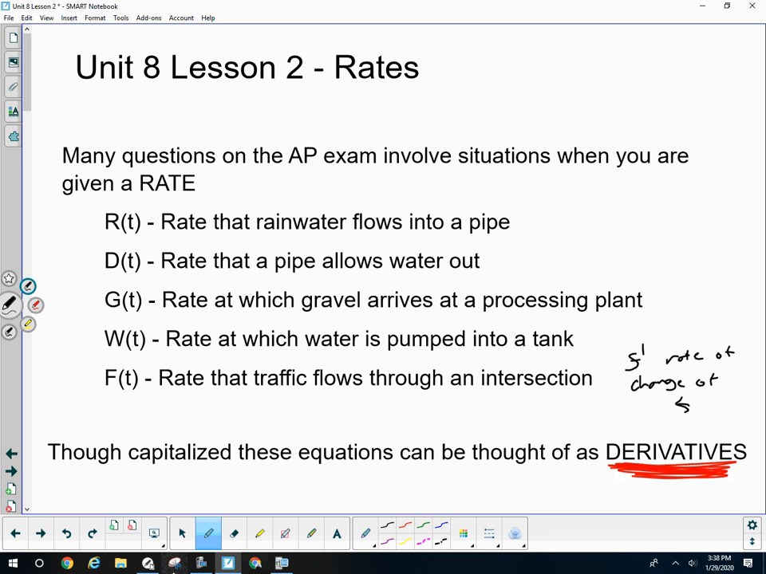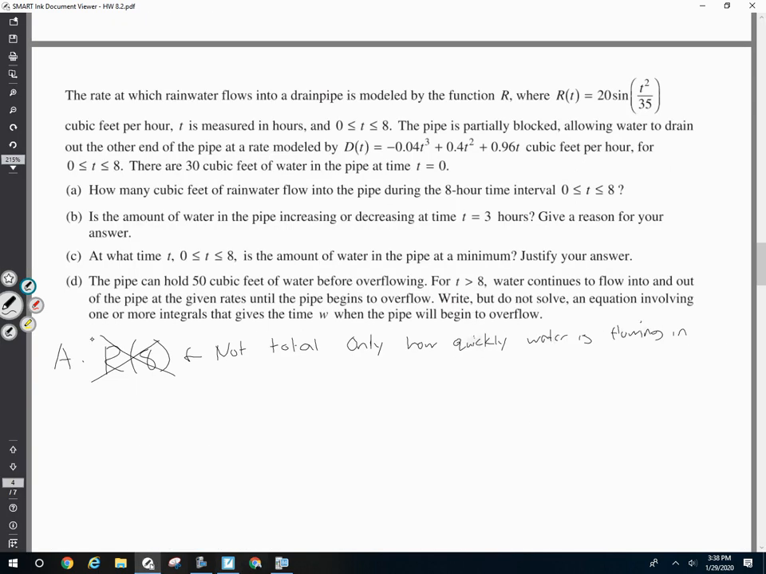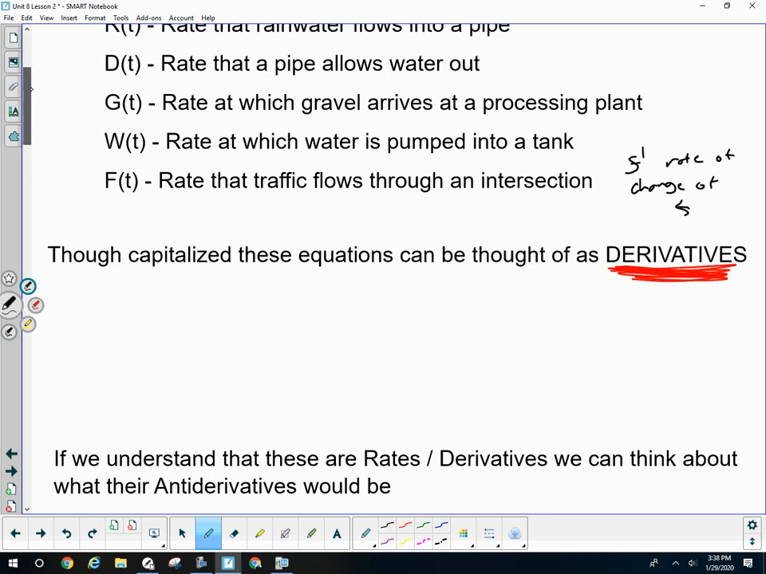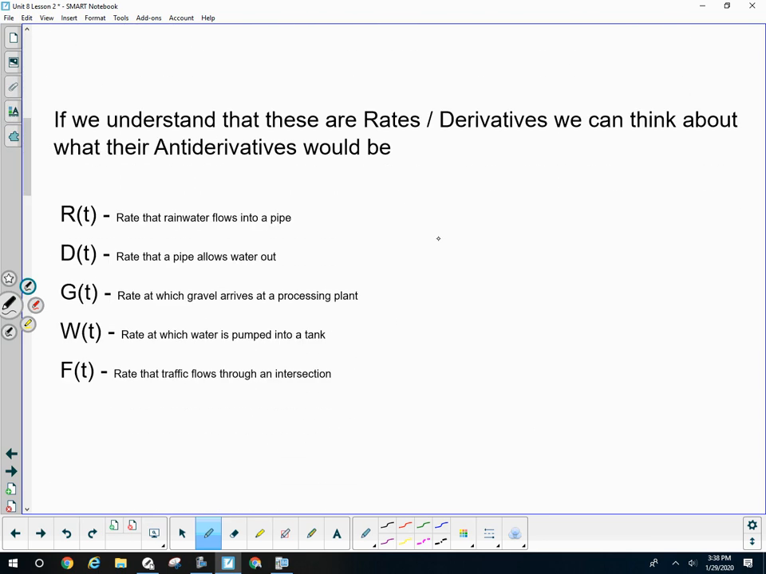Now, if I want to figure out how much rainwater did flow in, and I realize I have a derivative of a total, what do you think I need to do to find the total? Ms. Wilson, what do you got? Antiderivatives. We should be thinking about integrals. We want to take an antiderivative of these rates to get totals.